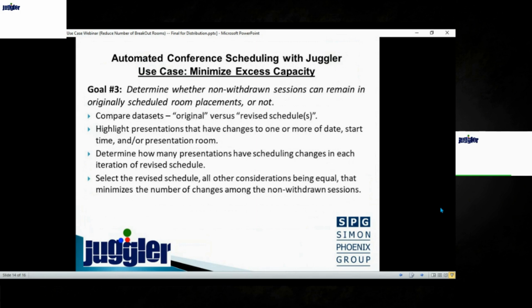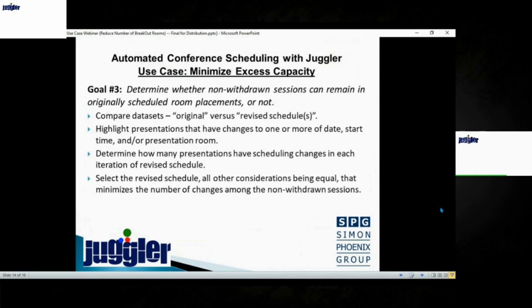So the third goal is to determine whether non-withdrawn sessions can remain in their originally scheduled room placements or not. And this speaks to obviously the point around communication, but with a tool like Juggler that can generate many different schedules in a very short period of time, it allows for a comparison between multiple schedule data sets.